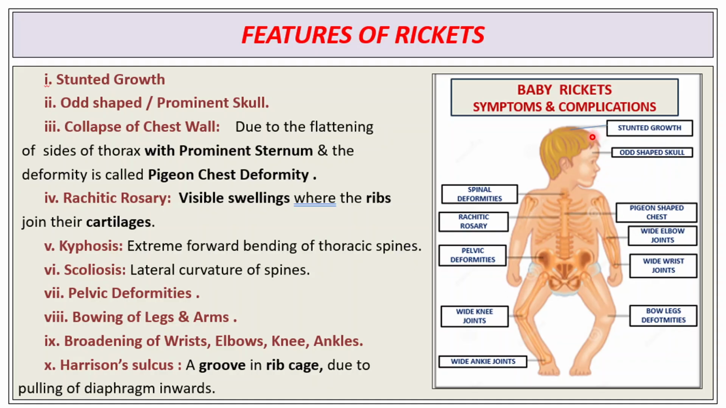तो ये इसके साइंस हो गए, कॉम्प्लिकेशंस भी हो गए एंड सिम्टम्स भी हो गए. Stunted growth, odd shaped skull, prominent skull, spinal deformities, kyphosis or lordosis or sometimes scoliosis, rachitic rosary, and pigeon-shaped chest and collapse of the chest wall, wide broad elbow, wide broad wrist, pelvic deformities, wide knee joints, wide and broad ankle joints, bowing of the legs and bowing of the arms. These are the important features of the rickets.